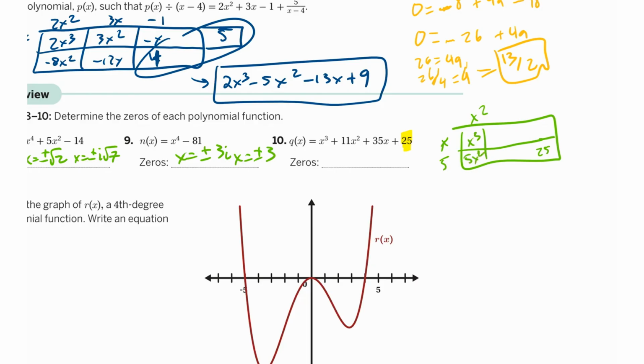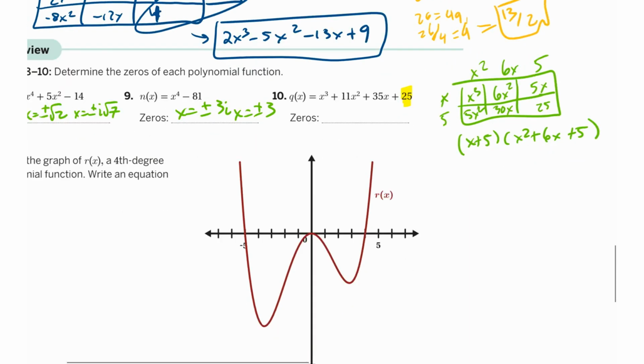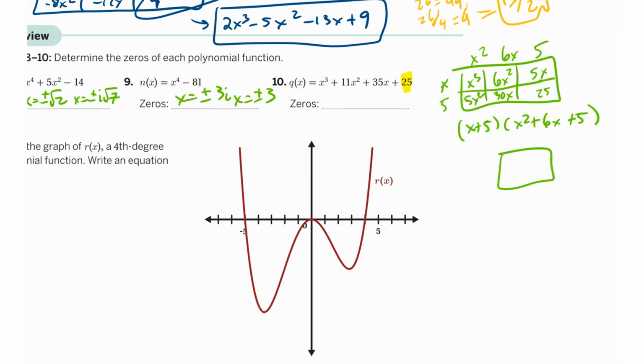So 5x squared, that's got to be 6x squared, 6, 30, what is that, 30? Oh, that's x, my fault. 30x, and that has to be 5x, which, okay, yep, that works. So when I factor this, I now have x plus 5, x squared plus 6x plus 5, and now I'll factor this with my diamond and box.